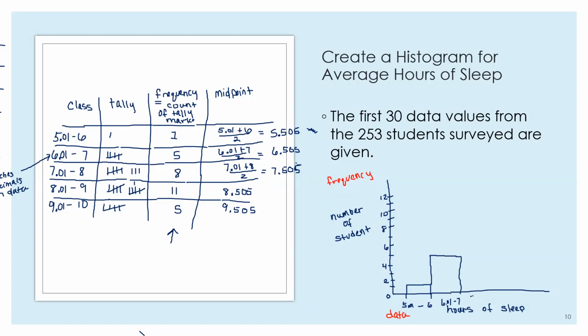So this second bar goes up to 5 because there were 5 students in that category. My next class, 7.01 to 8. And there were 8 students in that category. My next class is 8.01 to 9, and there were 11. And my final class was 9.01 to 10, and there were 5 again.